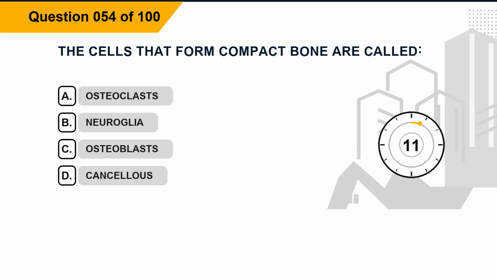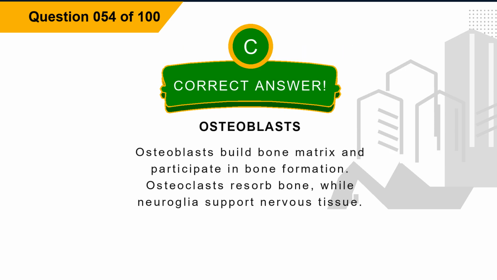Question 54. The cells that form compact bone are called: Option A, osteoclasts. Option B, neuroglia. Option C, osteoblasts. Option D, cancellous. The correct answer is option C, osteoblasts. Explanation. Osteoblasts build bone matrix and participate in bone formation. Osteoclasts resorb bone, while neuroglia support nervous tissue.